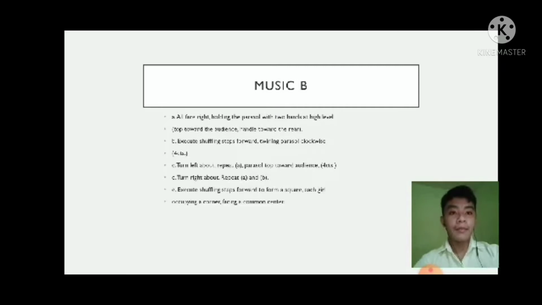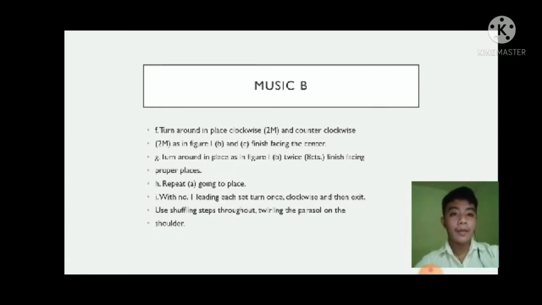And then E, execute shuffling step forwards to form a square, each girl occupying a corner facing a common center. And then F, turn around in place clockwise and counterclockwise as in figure. And then B and C, finish facing the center. And then G, turn around in place as figure, B twice, and then finish facing proper places. And then H, repeat A going to place, and then I, leading each set turns once counterclockwise and then exit. Use shuffling steps throughout, twirling the parasol on the shoulder.